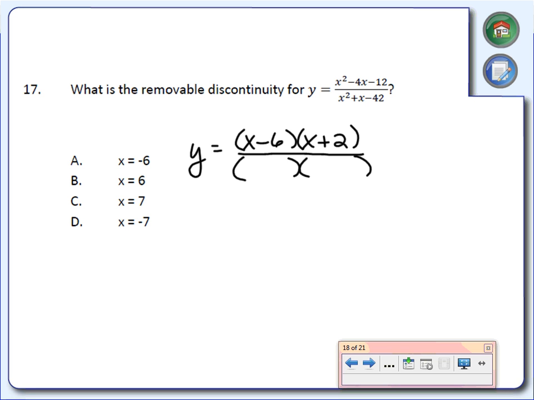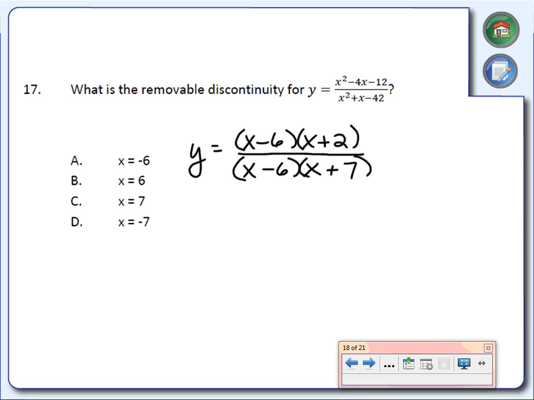Factors for the denominator. You know that x times x will give you x squared. What can I multiply together to get negative 42, but would also add up to a positive 1? Minus 6 and plus 7. When I multiply those two numbers, I get negative 42. When I add them up, I get a positive 1.